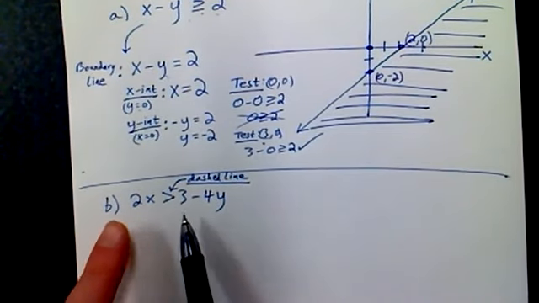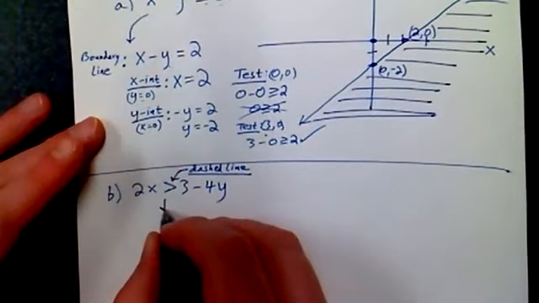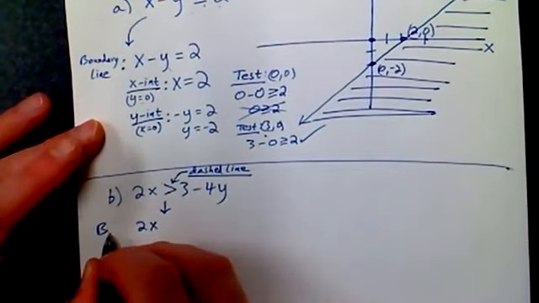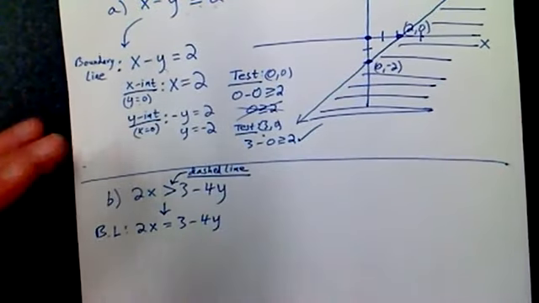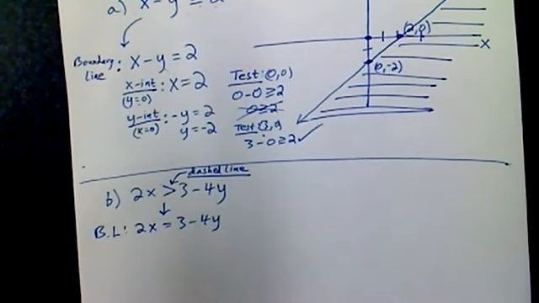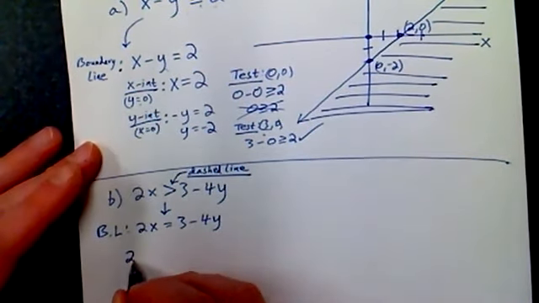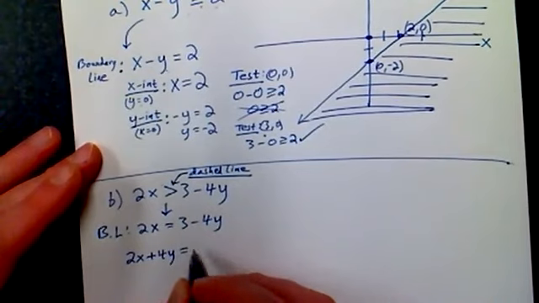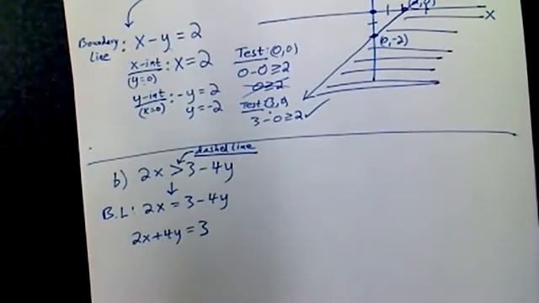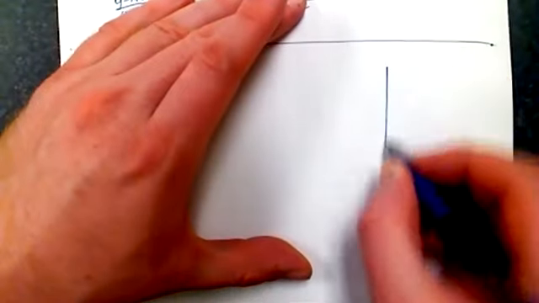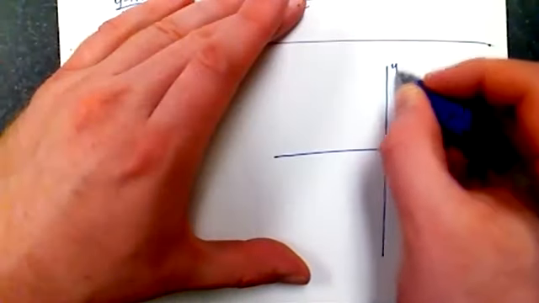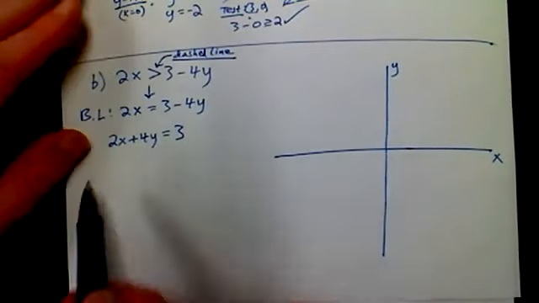Now, this is a little hard to graph the way it is, because if I write this for my boundary line, this is going to say 2x is equal to 3 minus 4y. It might be a little easier if I get the y over to the other side, then I can use x and y intercepts like we did before. So that would tell me that 2x plus 4y is then equal to 3. Now it's going to be easy to graph using x and y intercepts. So let me get my graph set up to the right here. Okay, there's my graph.